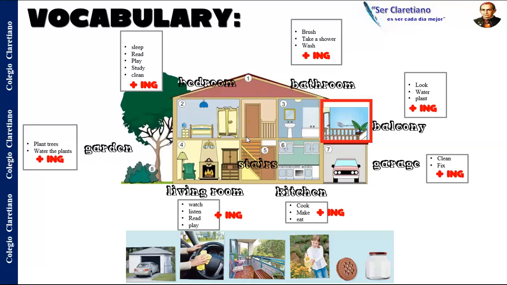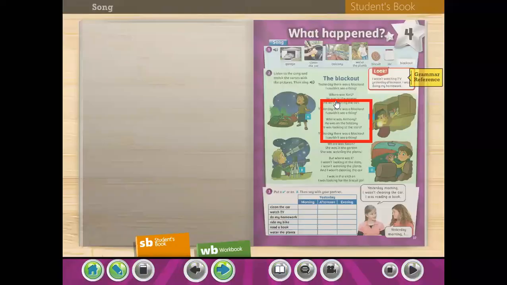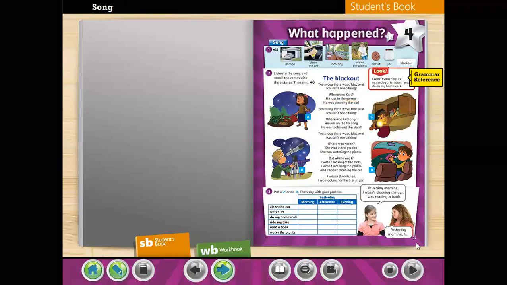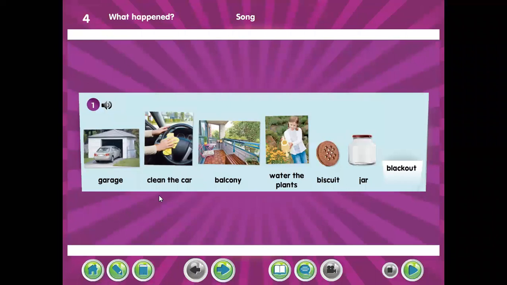Now, in our books, please, open your books. In our books, we have another vocabulary. Open, please, your Young Star. In our Young Star, page 37, we have another vocabulary, no? Listen and repeat, please, okay?